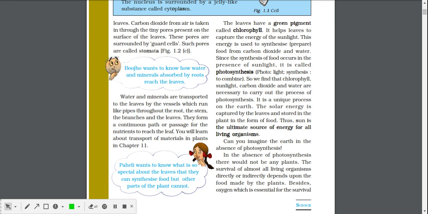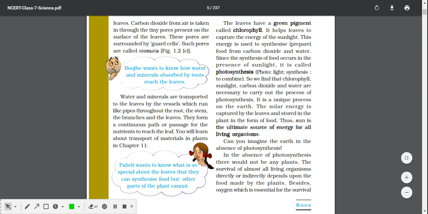Since the synthesis of food occurs in the presence of sunlight, it is called photosynthesis. Why photo? Because photo means light, synthesis means to combine, right? So we find that chlorophyll, sunlight, carbon dioxide, and water are necessary to carry out the process of photosynthesis, and it is a very unique process on Earth.